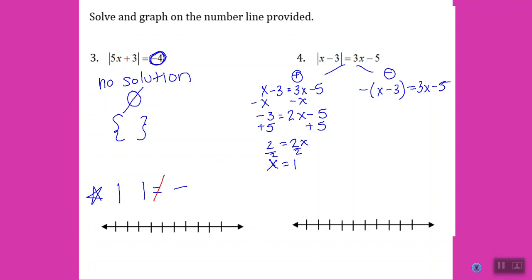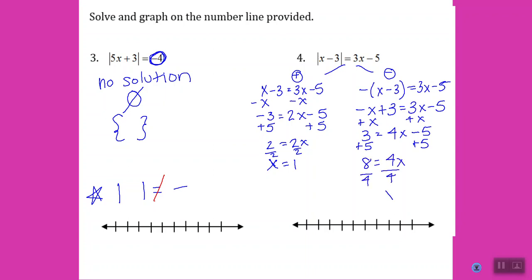On the other side, I'm going to distribute the negative. Then again, I'm going to get my x's together. Get my numbers together. And when I divide, I get x equals 2. So I'm going to plug these back in.